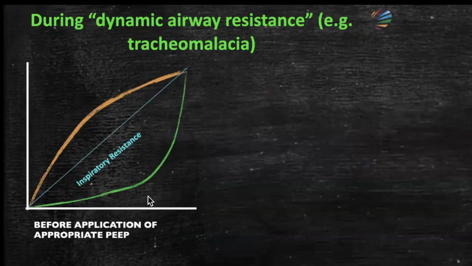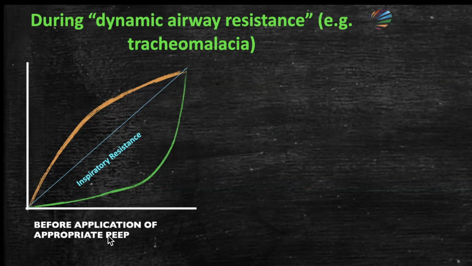And this is the situation where there is only increased resistance during inspiration and not much resistance during expiration. It is a kind of dynamic airway resistance. For example, patients with tracheomalacia, and in this particular example, the PEEP is only 0.